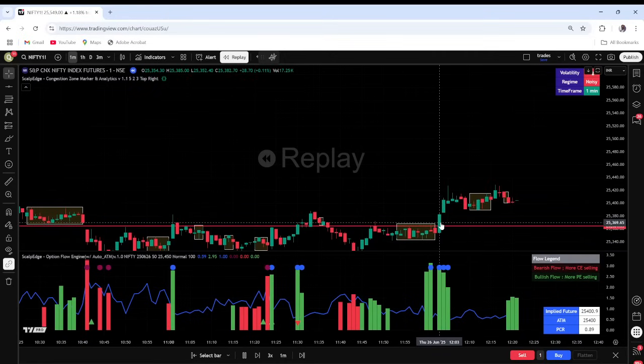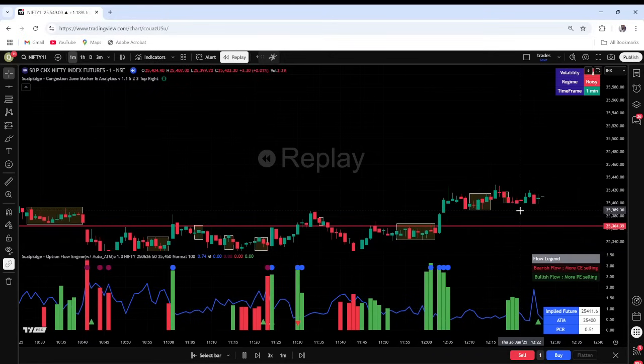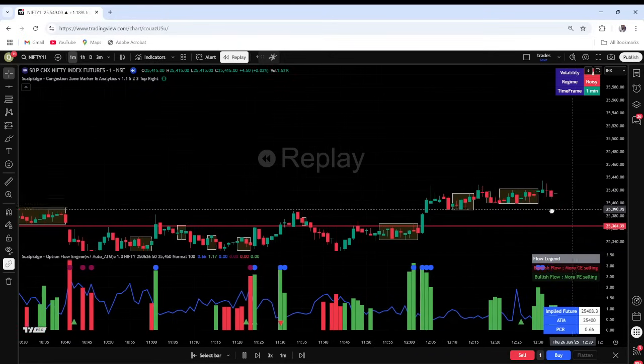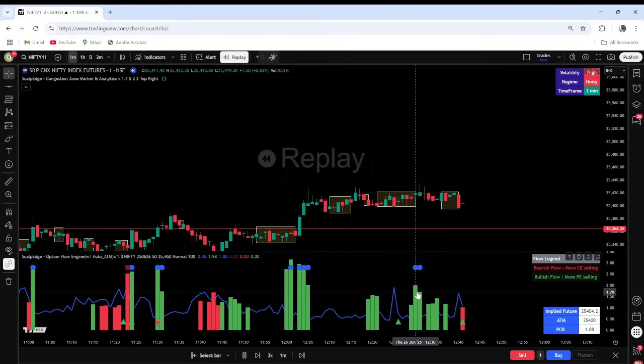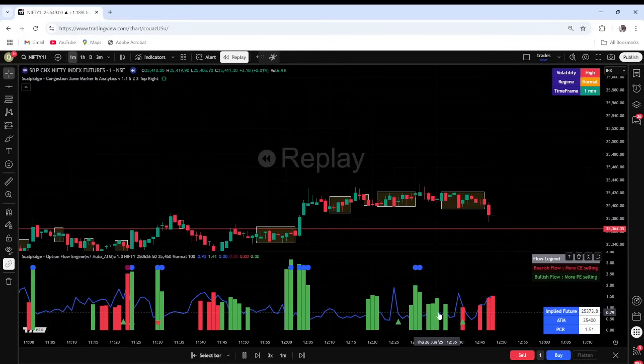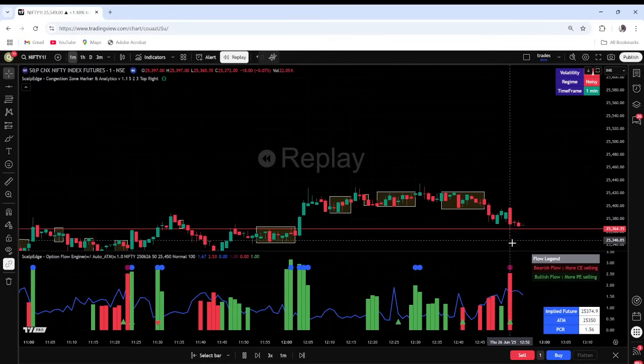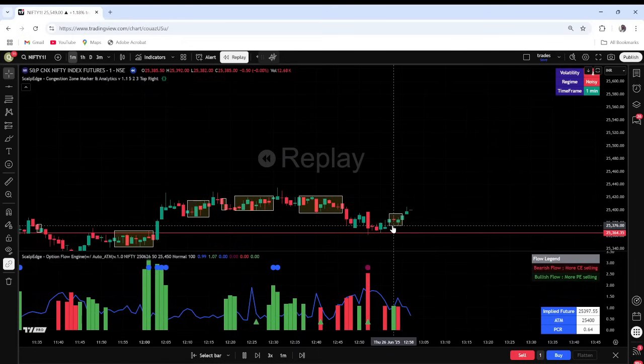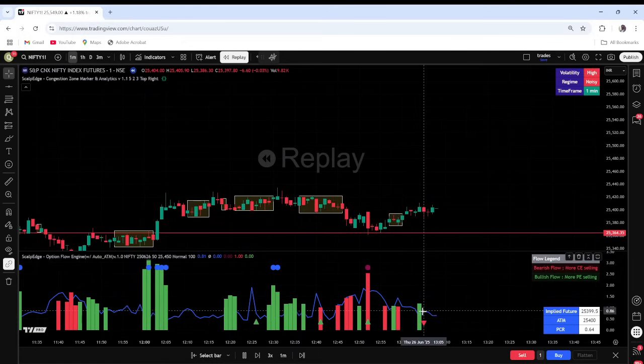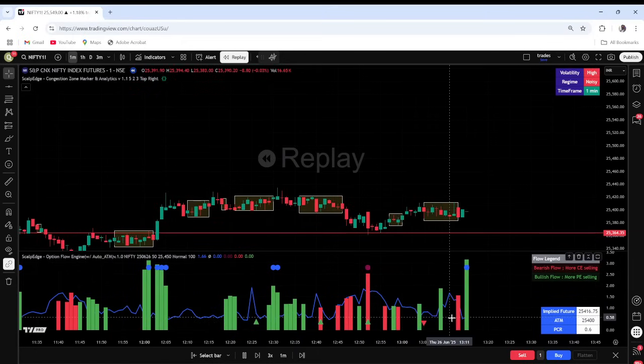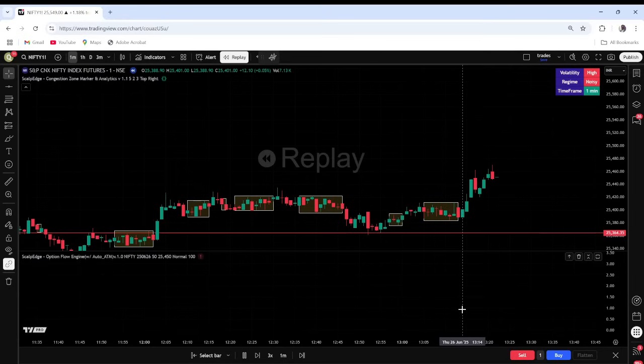Congestion, buying, market runs up. Congestion, buying, market will run up from here. Lot of buying. One signal, okay, selling out here, comes down. So before the market goes up, there will be green bars out here. Green bar, red, green, very strong buying.